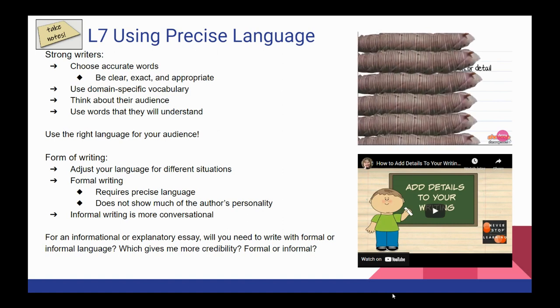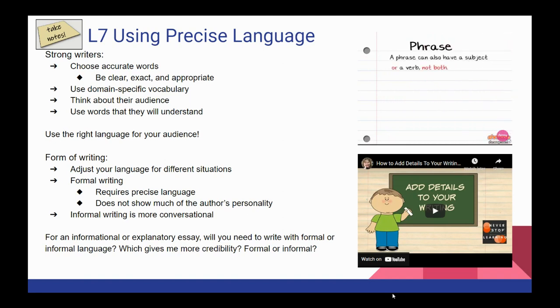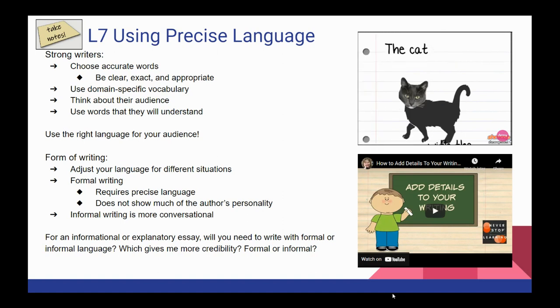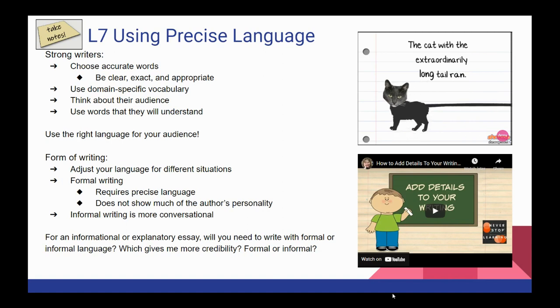Total parasites. A phrase can also have a subject or a verb, but not both. If you're reading something with both, it's most likely a sentence. So take a sentence like, the cat ran. Whoop-de-doo. If we add a phrase, we can turn it into, the cat with the extraordinarily long tail ran. Still not a thrilling story, but at least we can clearly visualize this freakish animal.